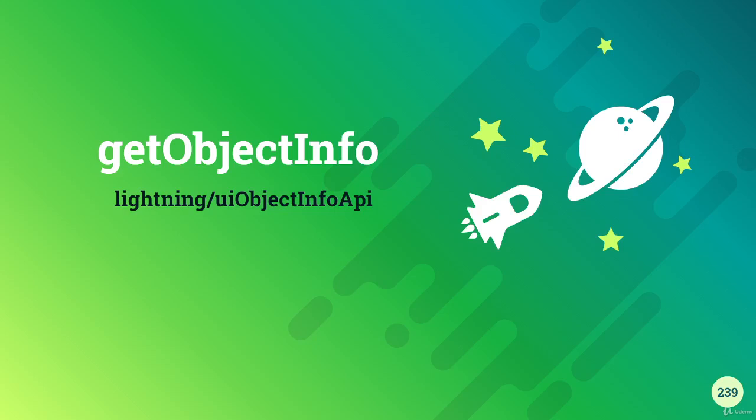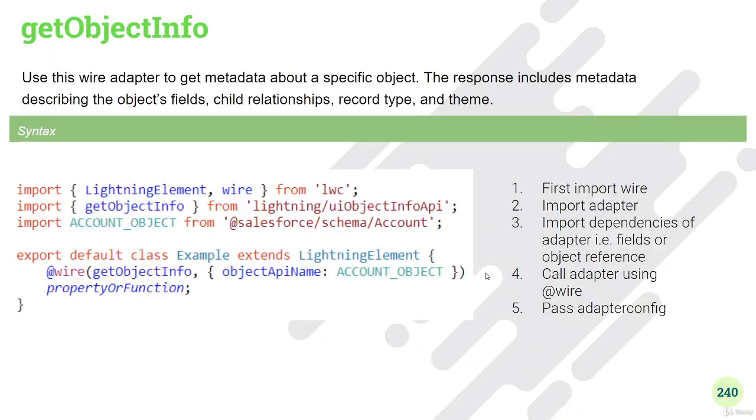In this video, we'll talk about the getObjectInfo wire adapter, which we import from the UIObjectInfo API module. So let's see when we use this adapter. We use this adapter whenever we want to fetch the metadata about a specific object, and this adapter response includes metadata that tells us about the object's fields, child relationships, record type, themes, and many more.